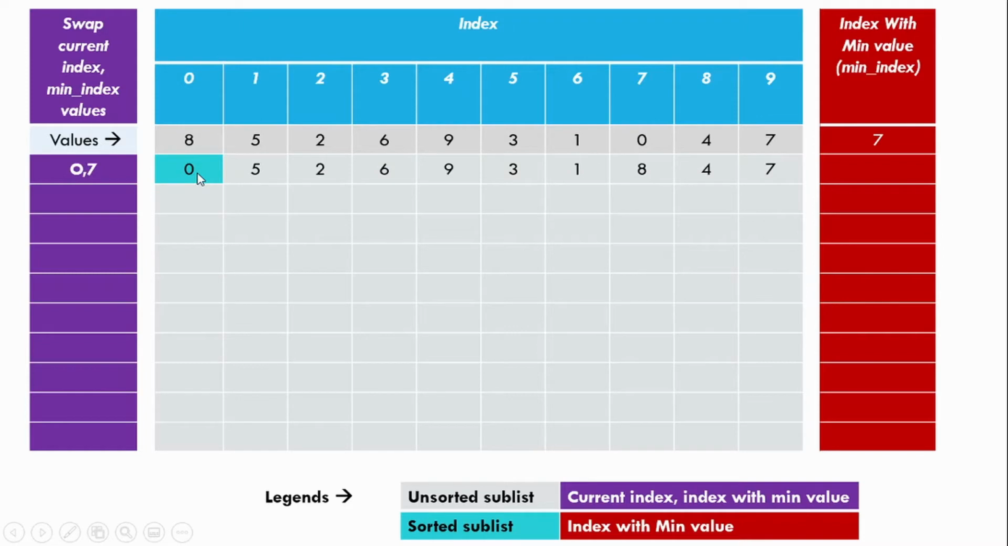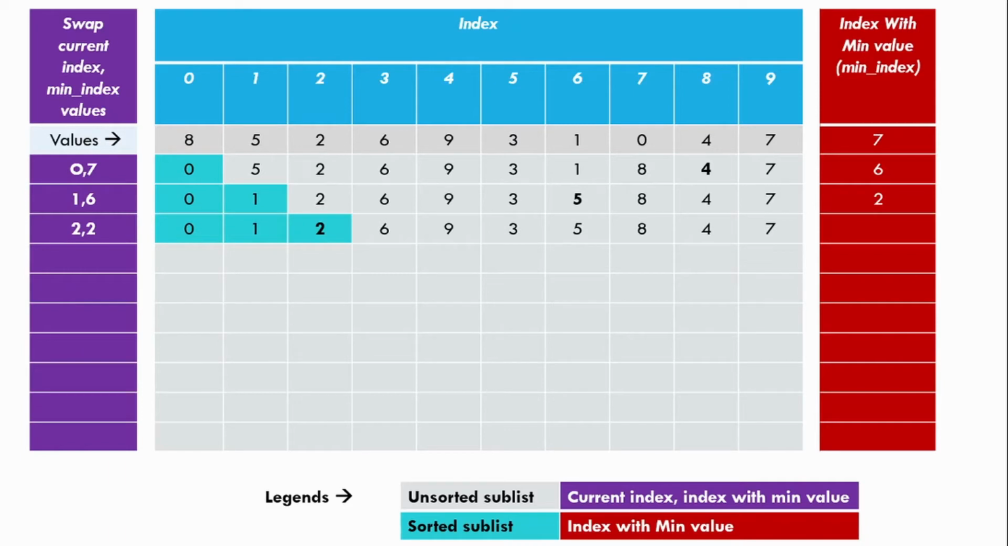Then we need to find the next minimum value. It is at the 6th index. Then we need to swap the elements at the first index and the 6th index. We swapped the elements. Then we need to find the next smallest element. It is at the second index. So in this case, we are swapping the second index with the second index.